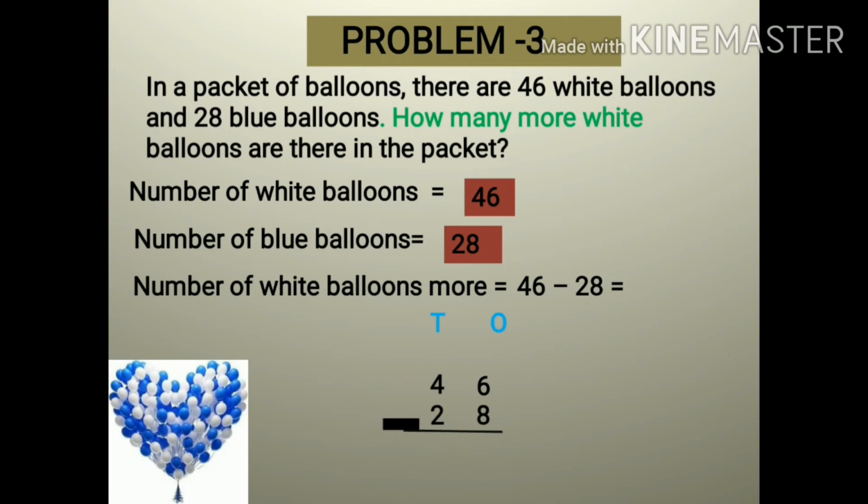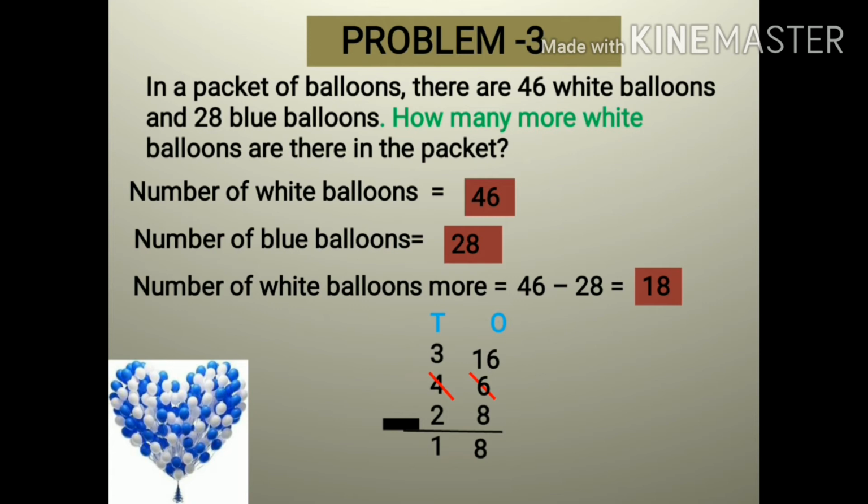No, again you have to regroup, isn't it? So take away one 10 from 4 tens and you will get 3 tens there, and in ones place you will have 16 ones. So now 16 minus 8 is equal to 8 and 3 minus 2 is equal to 1. So the number of white balloons more is equal to 18.